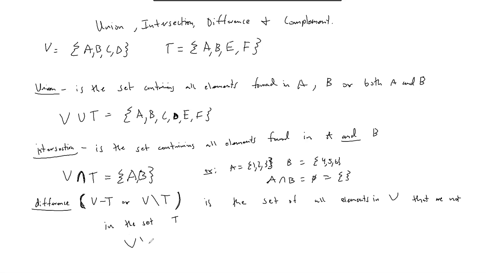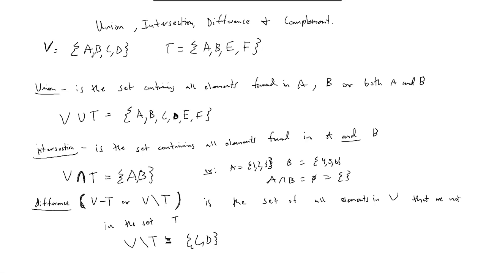So V minus T would be the set C, D, right? It's important to note that the elements in a set V minus T are only going to be elements that are in V to begin with. So if you see anything in V minus T that's not in V to begin with, then you probably did something wrong. You look at the set V, we have A, B, C, D, and we subtract off the elements that are also found in T. Since A and B are both in T, we remove them from V to get V minus T, the difference of V and T, okay?